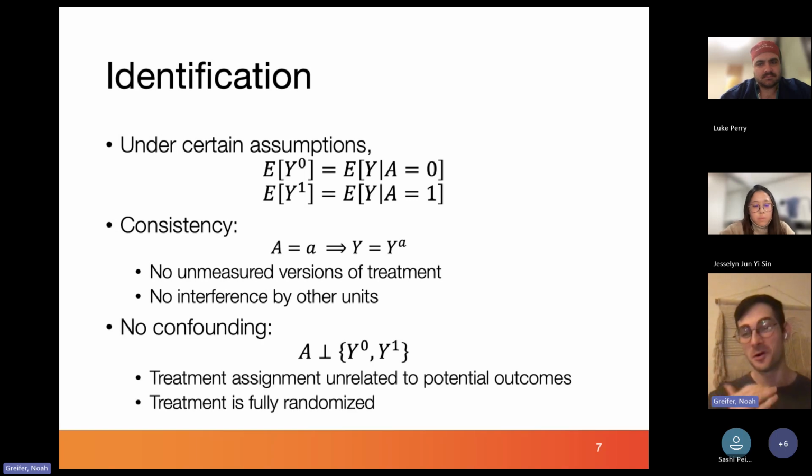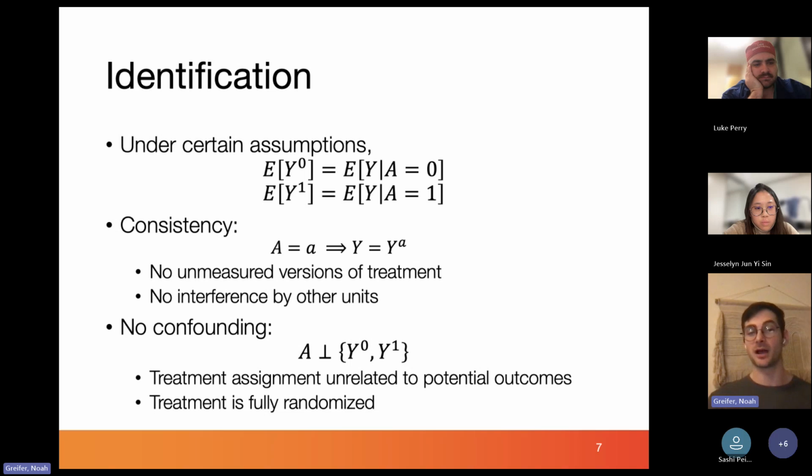The even more critical assumption, which is very hard to meet, is called no confounding. We represent this symbolically by saying that A, which is to say treatment assignment, is independent of, or unrelated to, that's what this upside down T means, the potential outcomes. When I first saw this statement, I was like, how could that be? Because isn't the whole point that treatment affects the potential outcomes? That's what the causal effect is, but it's not.